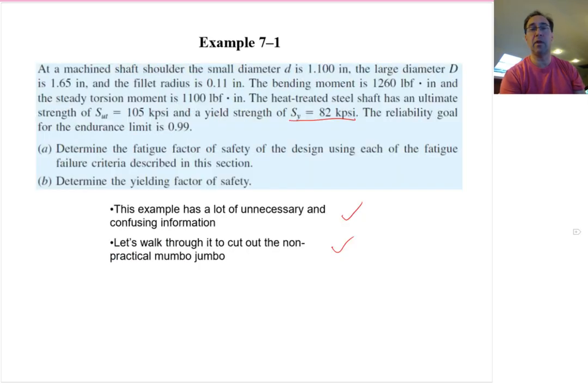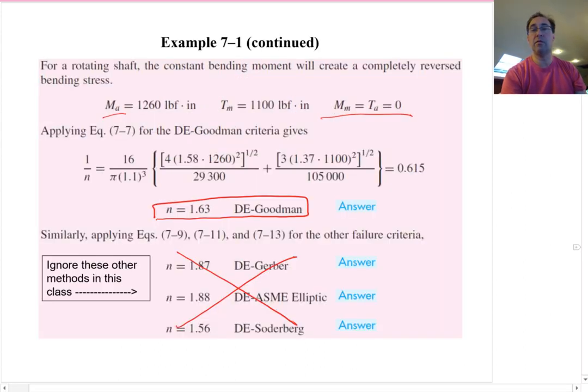If we go up a couple slides right here, that's our fatigue factor of safety. And if we go back to slide 15, there it is. Boom. n equals 1.63. That's our fatigue factor of safety, according to Goodman. That's the only one that counts.